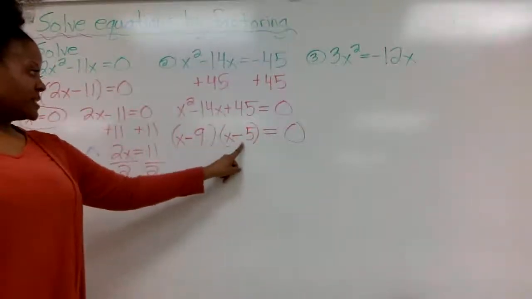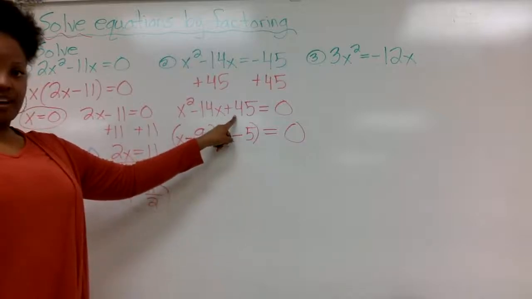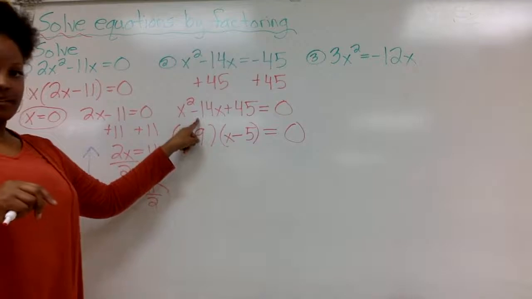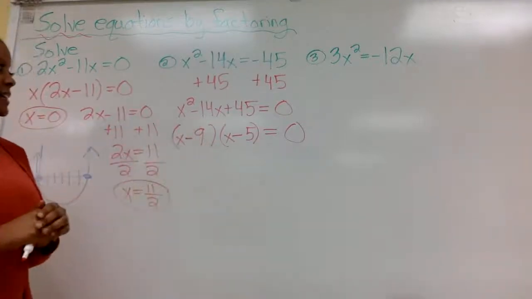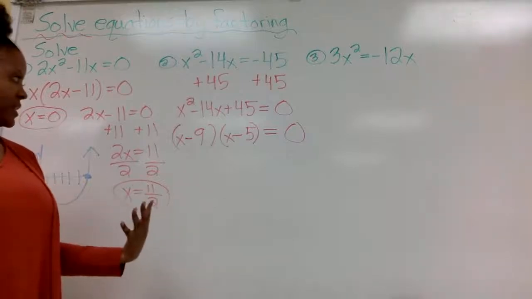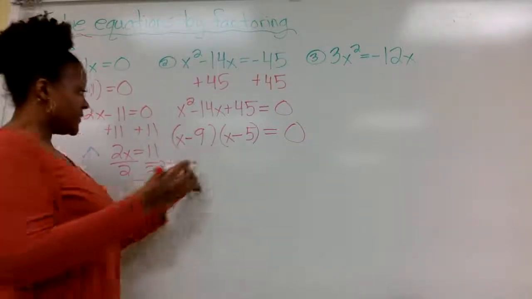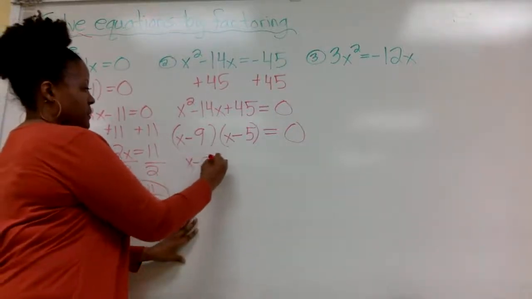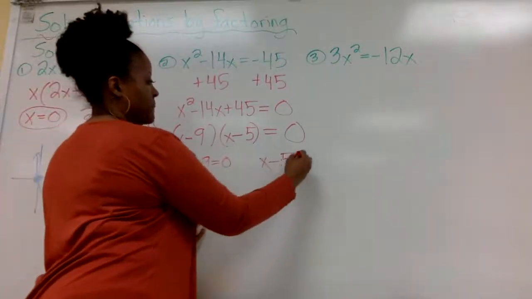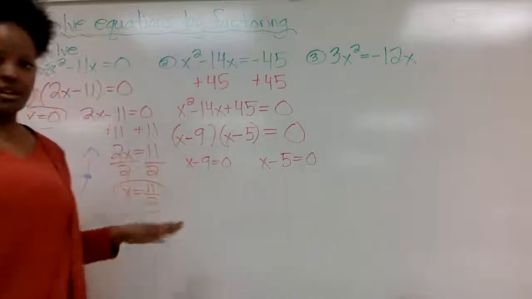So negative 9 times negative 5 is positive 45. Check. Negative 9 plus negative 5 is negative 14. So we're in business. And the last step, since we're not just factoring today, since we're solving by factoring, is to take this factor, set it equal to 0, and take this factor, set it equal to 0. So we'll go through and solve our equations.